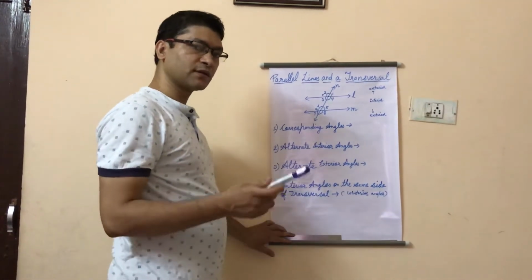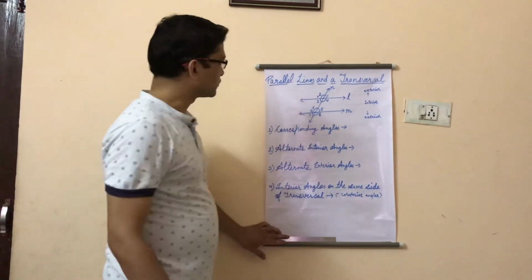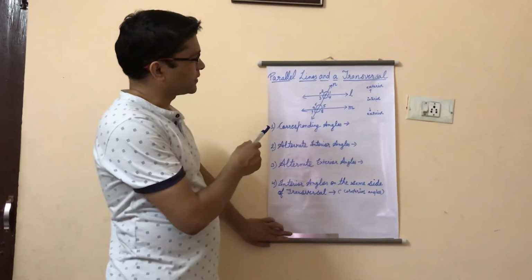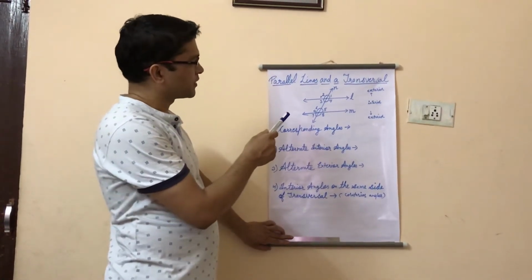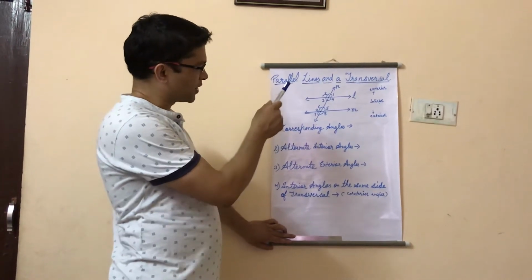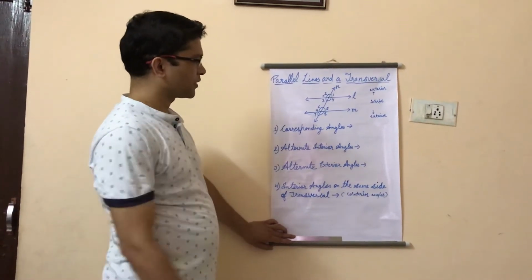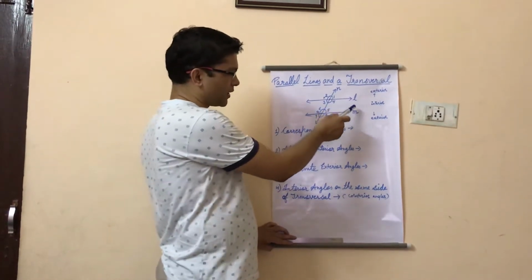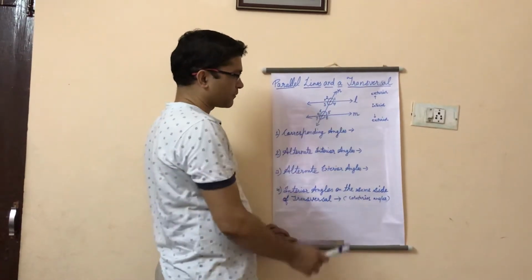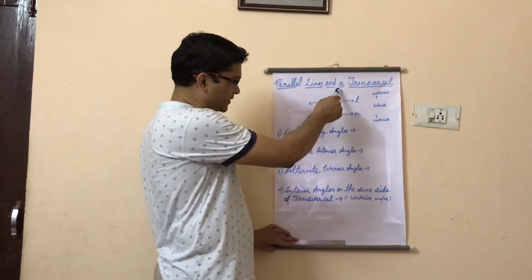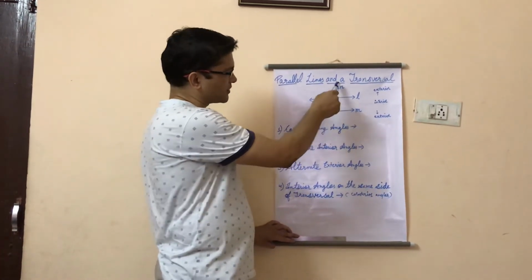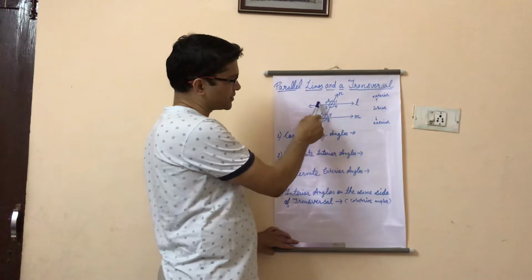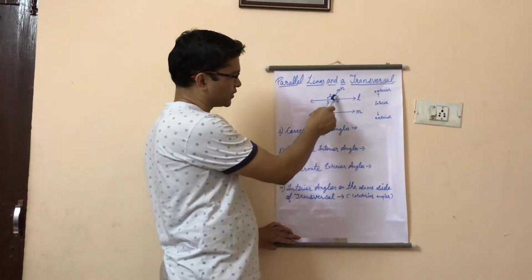Hello students, in today's video we'll talk about parallel lines and a transversal and the angles formed by the transversal with the parallel lines. As you can see in this figure, there are two lines L and M which are parallel to each other, and line N is the transversal. A transversal is a line which intersects two other lines at distinct points.